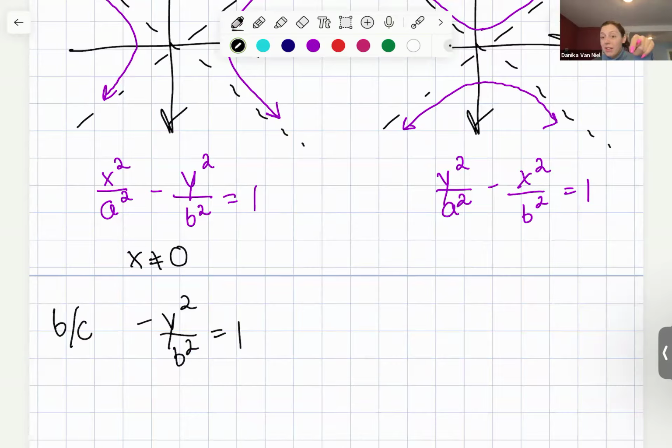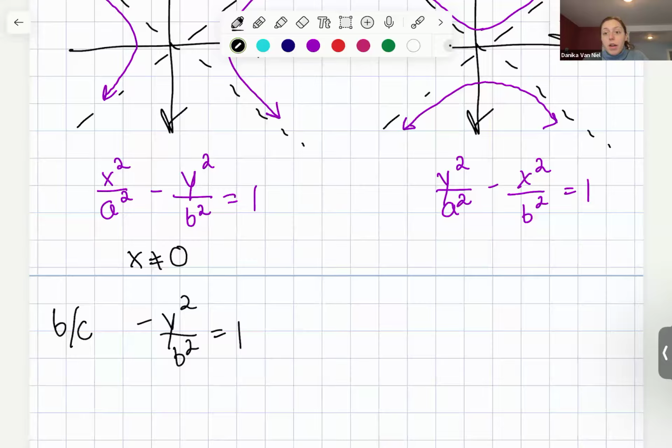But y squared and b squared are either 0 or positive. But then we're negating. So if it's 0, then 0 equals 1, illegal. Do not pass go, do not collect 200. But if we're positive, we're negating a positive thing, and so now we have a negative thing. A negative thing can't equal positive 1. So x is not allowed to be 0, but y could be 0. If y is 0, that's fine.